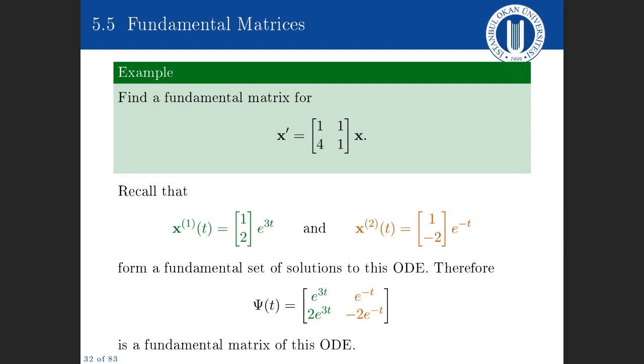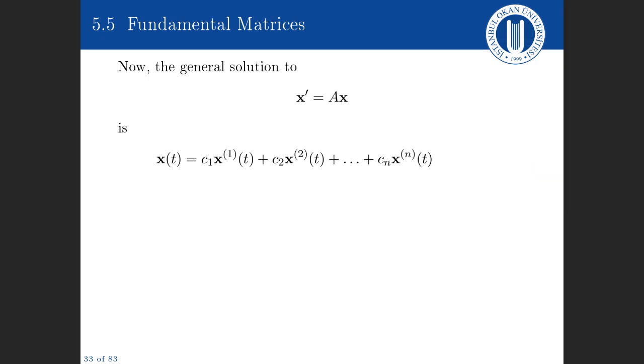Why are we doing this? The general solution can be written as a linear combination of the functions in the fundamental set of solutions. But that's just the same as writing the fundamental matrix multiplied by C, where C is just a constant vector. We could always write the general solution of our linear system as just the fundamental matrix multiplied by C.